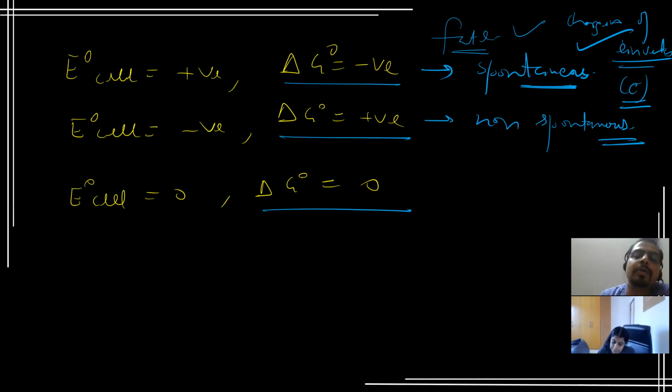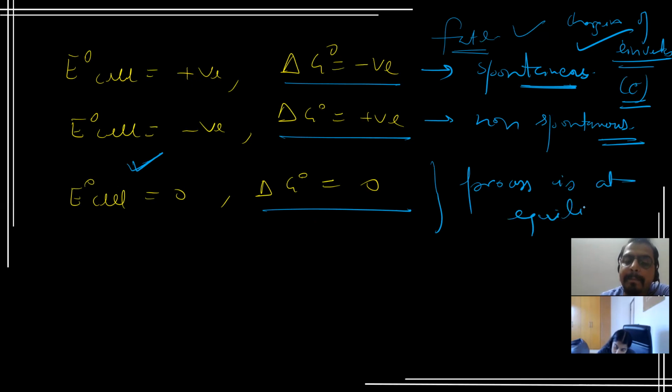So when E naught cell is equal to 0, delta G naught is equal to 0. And when Gibbs free energy is 0, at that time the process is at equilibrium. Cool. Got it? Okay.